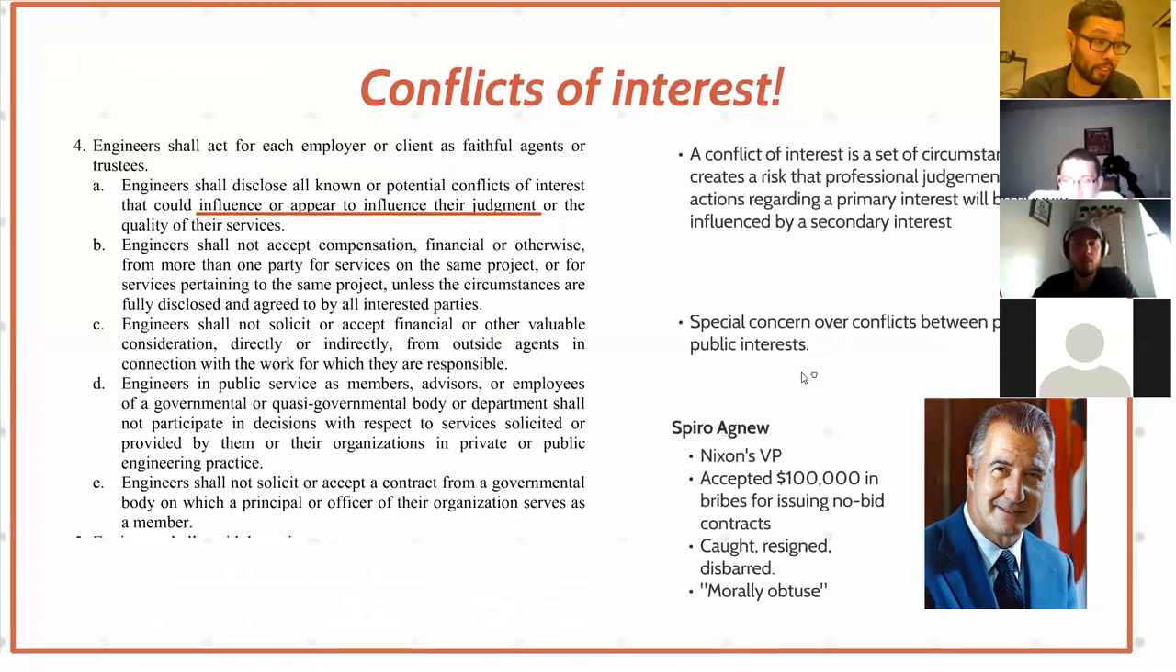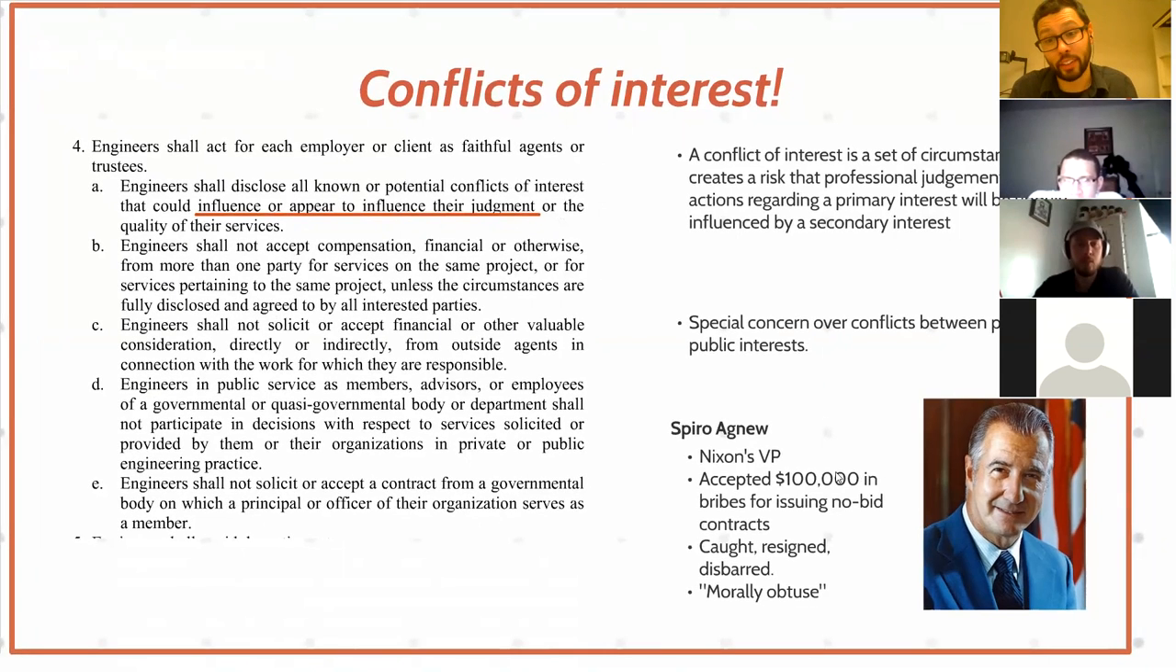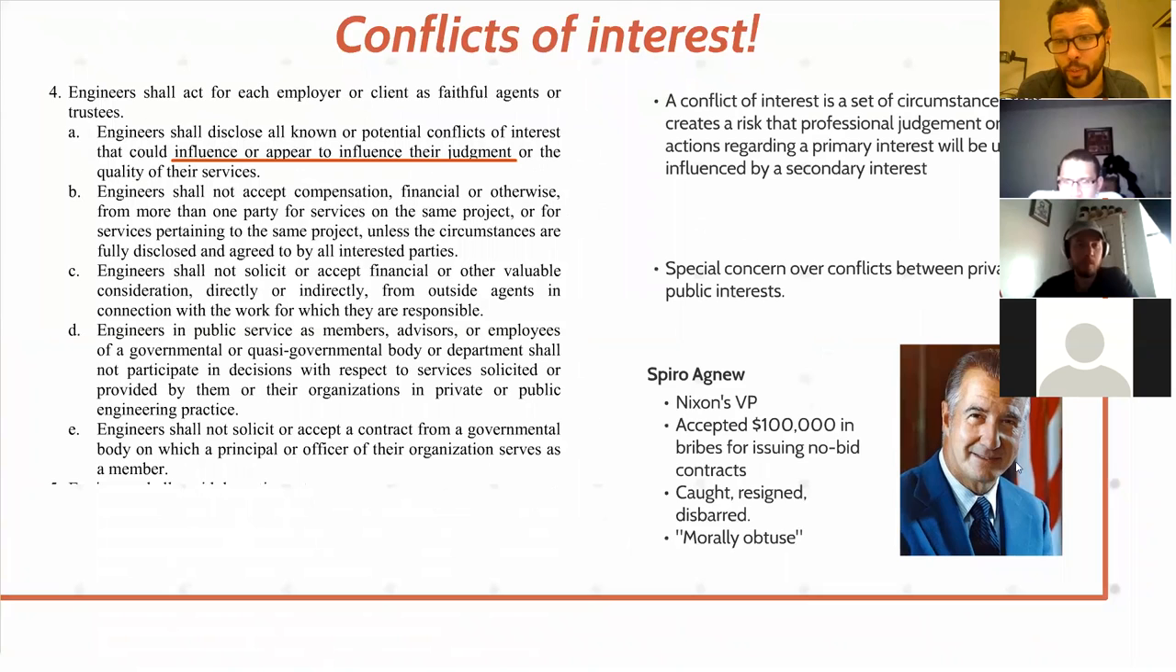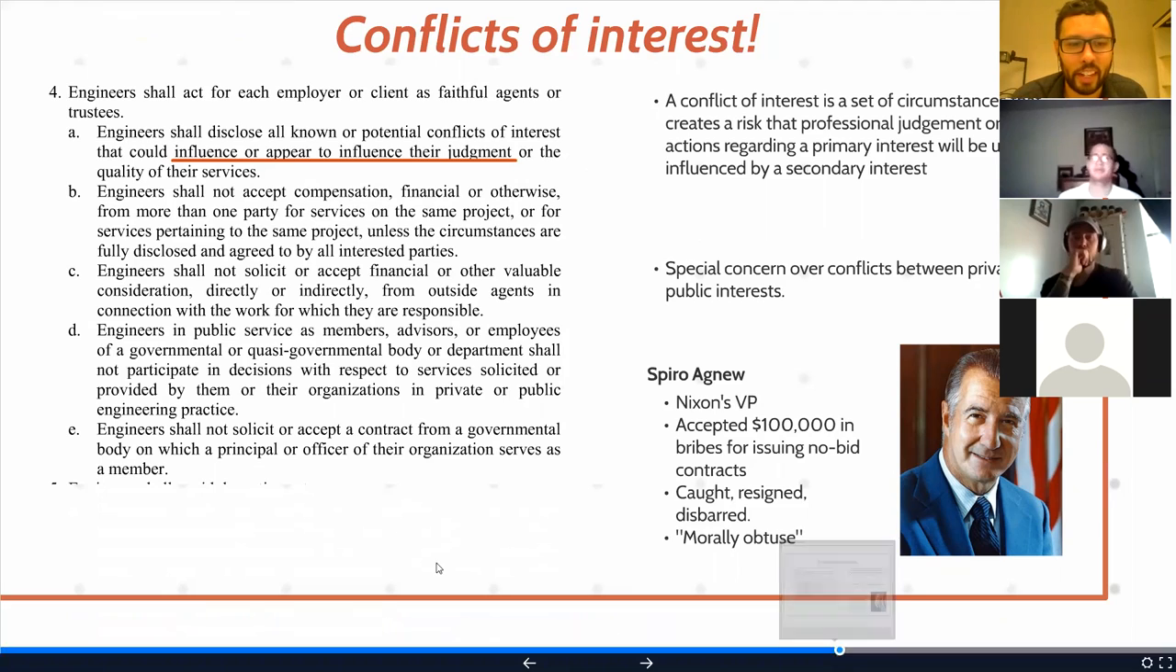Again, these kinds of conflicts of interest are big ethical problems, and they happen all the time. Spiro Agnew was Nixon's vice president in the 70s, and he also had a bunch of friends in the industry. For the entire time that he was governor of Maryland and when he was vice president, he accepted at least $100,000 of bribe money to reward contracts to his friends. He was awarding huge government contracts, no bid contracts, to his friends. So he was basically stealing taxpayer money and giving it to his friends.